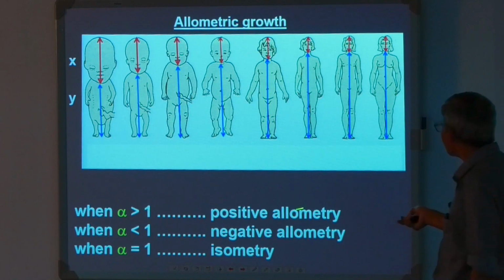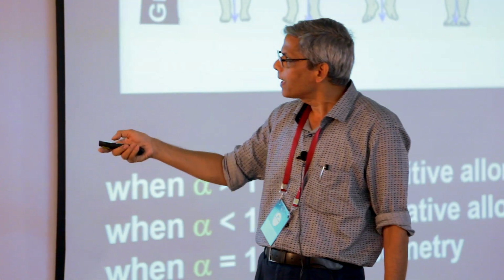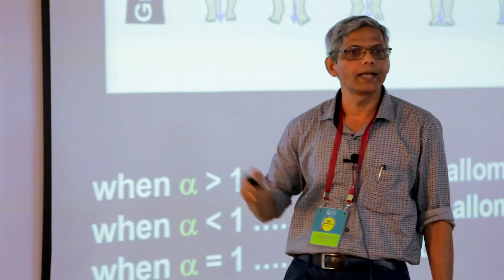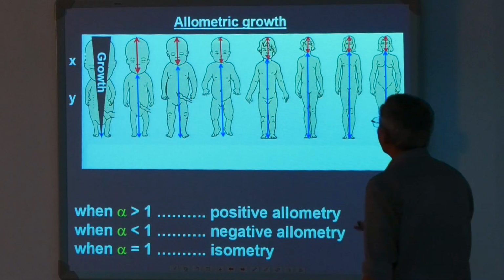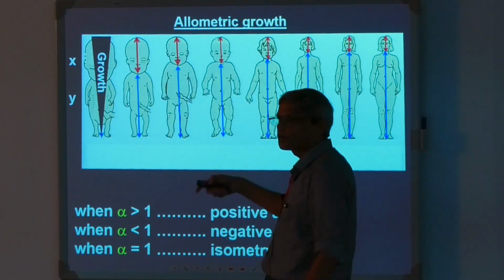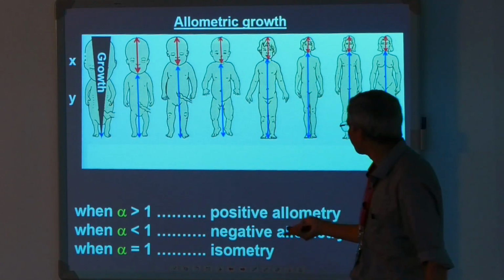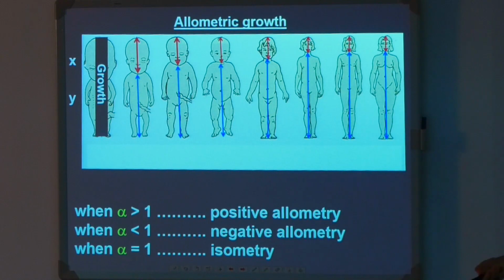When alpha is greater than 1, it's called positive allometry. That means the growth is more in the basal side and less in the top side. If alpha is less than 1, then it's called negative allometry. That is, our head is growing more than the basal side. And of course, if alpha is 1, it's a linear relationship, and there is no growth polarity, and then it's called isometry, a special case of allometry. So these 3 possibilities are there.